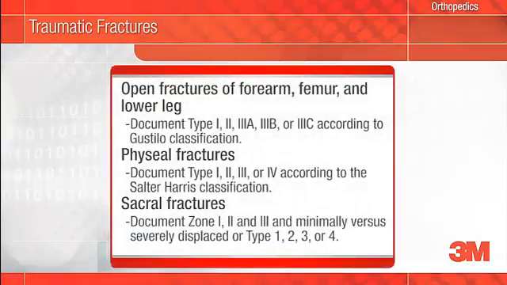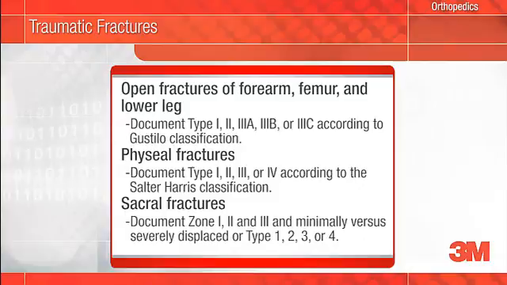For open fractures of the forearm, femur, and lower leg, you will also need to document type 1, 2, 3A, 3B, or 3C according to the Gustilo classification. As you know, the Gustilo classification is used to identify the severity of soft tissue damage. Fracture healing, infection, and amputation rates correlate with the degree of soft tissue injury by Gustilo and help determine the prognosis. Physeal fractures are reported based on the Salter-Harris classifications of types 1 through 4.